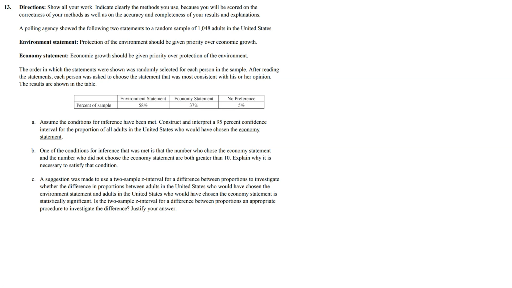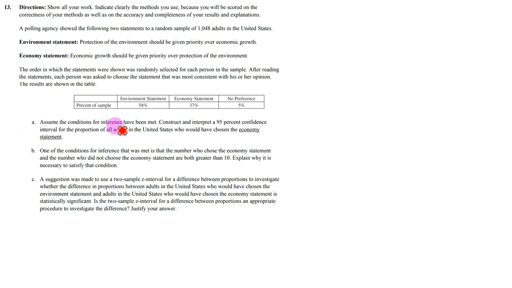All right, here we go. And it even tells us here, there's a whole bunch of stuff. Show all your work, blah, blah, blah. Polling agencies showed the following two statements in a random sample of 1,040 adults in the United States. Environment statement: protection of the environment should be given priority over economic growth. Economy statement: economic growth should be given priority over the protection of the environment. The order in which these statements were shown was randomly selected for each person in the sample. After reading the statements, each person was asked to choose the statement that was most consistent with his or her opinion. Results are shown in the table.